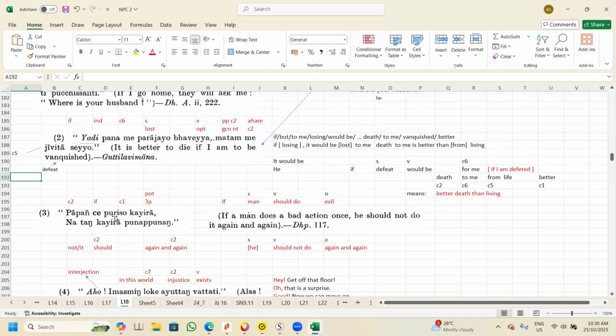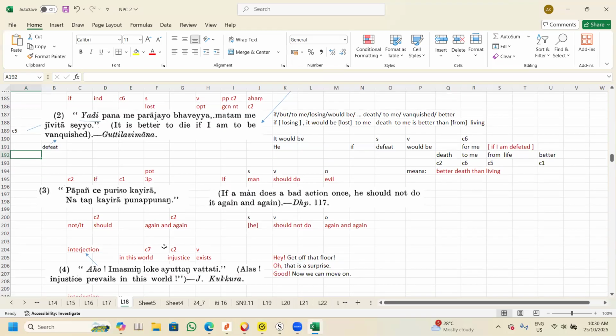Papang ce purisokaira. Kaira. If you look here, this should be the object. This is the subject. This is a potential. Okay. Then anantang kaira puna. Puna punang. Can you see the word puna and puna again? Puna punang means again and again. This is on the object. Again and again.